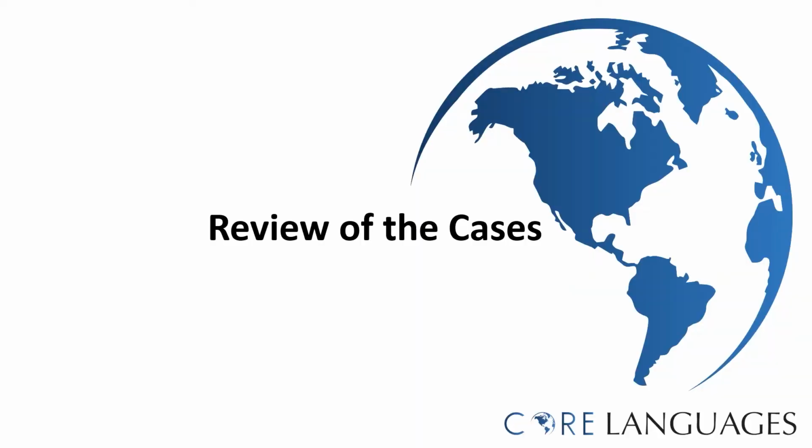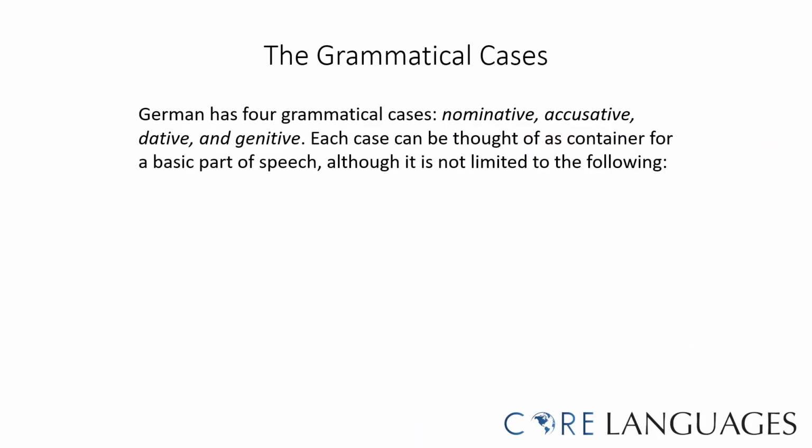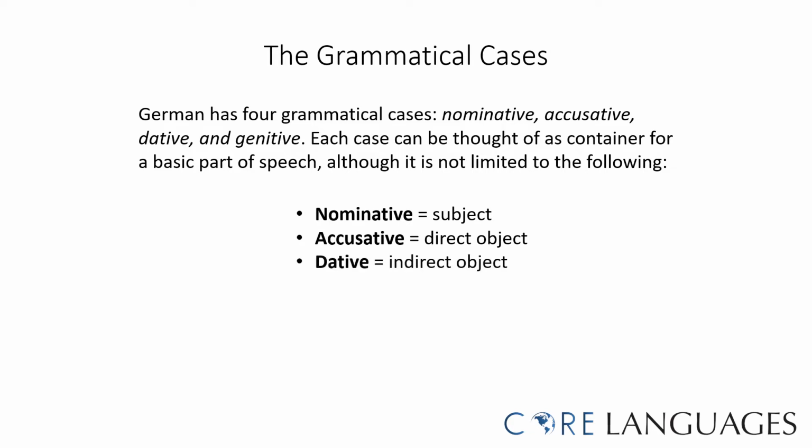Review of the cases. Remember that German has 4 grammatical cases: the nominative, the accusative, the dative, and the genitive. Each case can be thought of as a container for a basic part of speech. Remember that other elements in a sentence can trigger a certain case, but a basic way of looking at it is that the nominative is the case of the subject, the accusative is the case of the direct object, the dative is the case of the indirect object, and the genitive is the case of possessives.